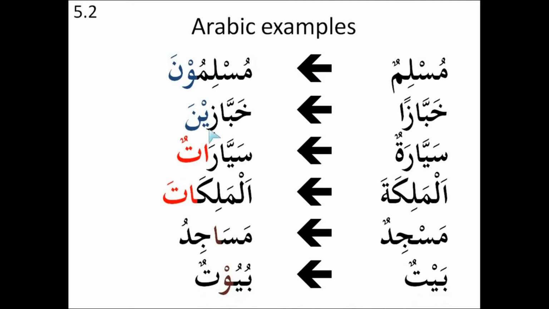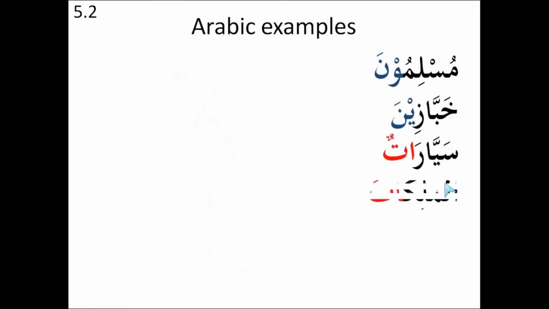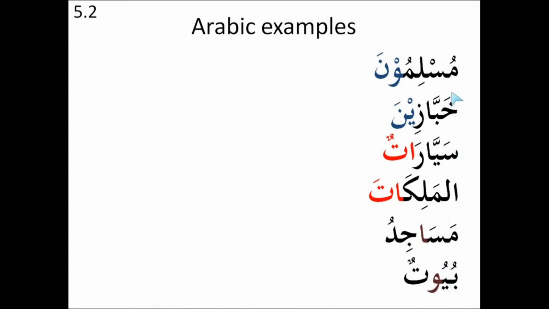The first four types are more regular, and the last two are irregular. Let's see what they're called in Arabic. So we have the words Muslimun, Khabbazin, Sayyarat, Al-Malikat, Masajid, Buyut. Muslims, bakers, cars, queens, masjids, mosques, and houses.